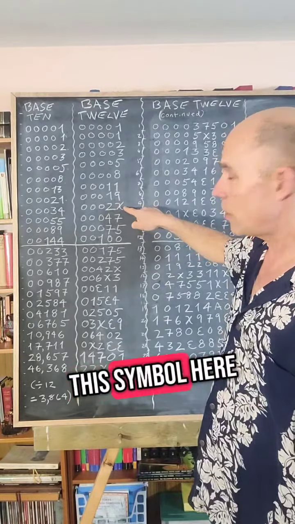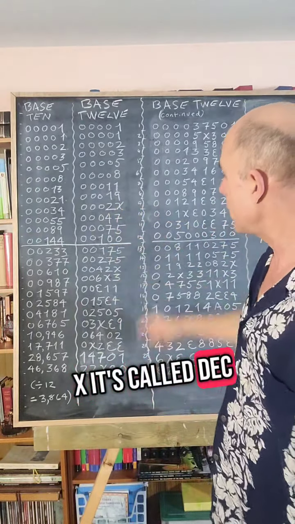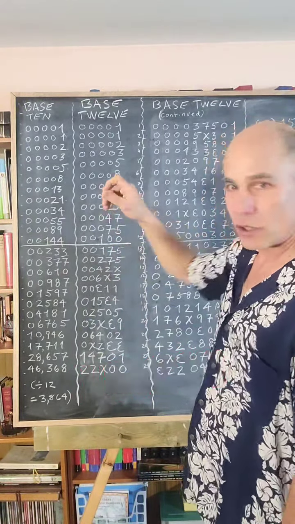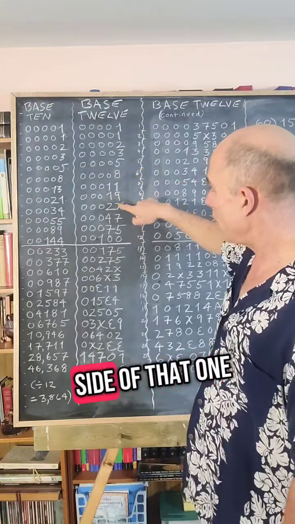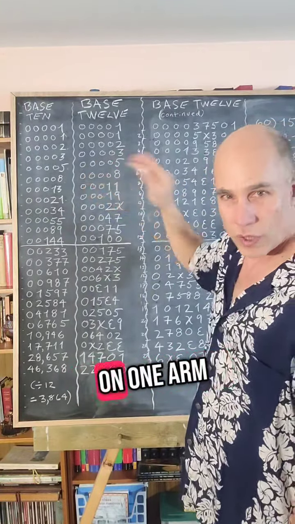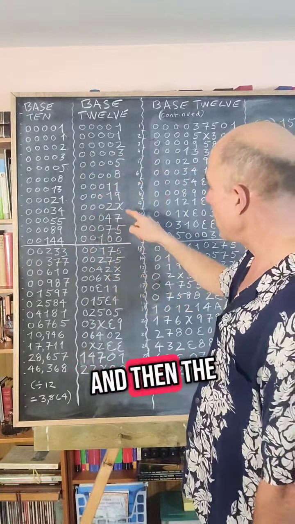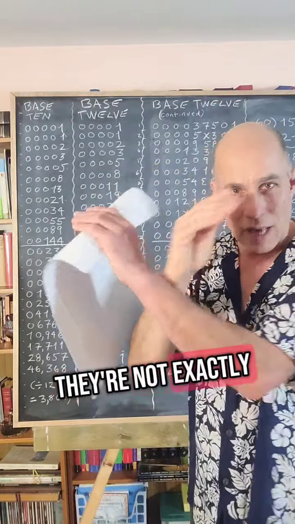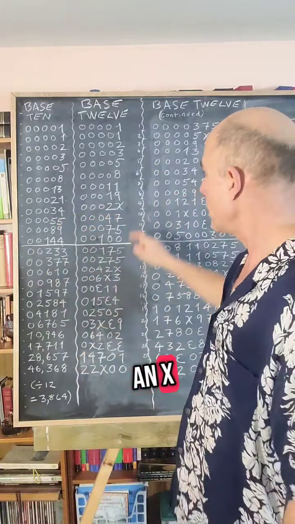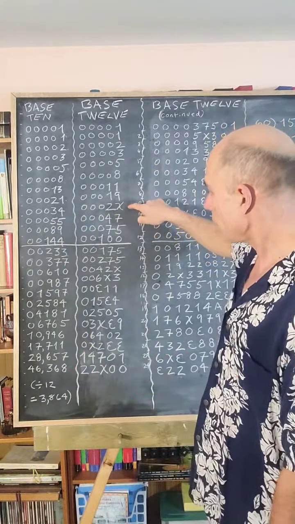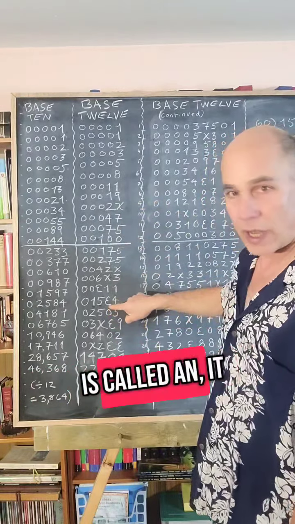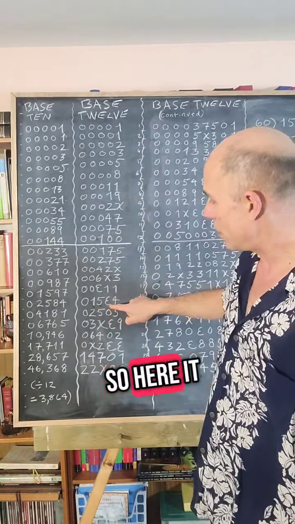And we use this symbol here. It looks like an X. It's called dec. It's actually an X with a little bit of a tail on one arm of the X, and then the other is just a straight line. It's not exactly an X. So that's called dec. There's another symbol that we're using that's called L. It looks like a backwards 3. So here it is there.